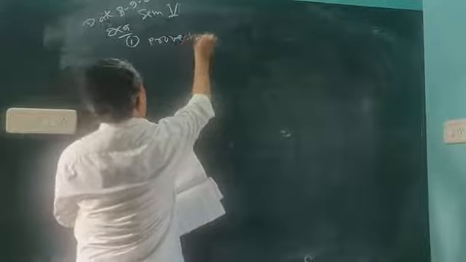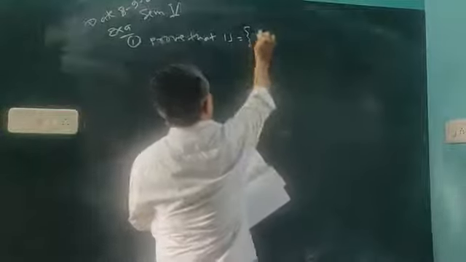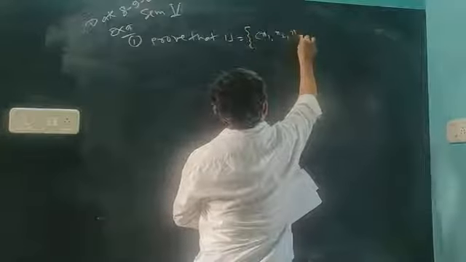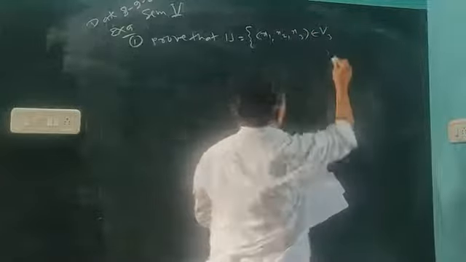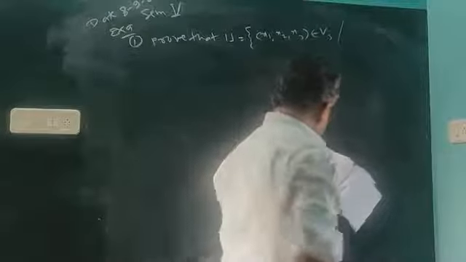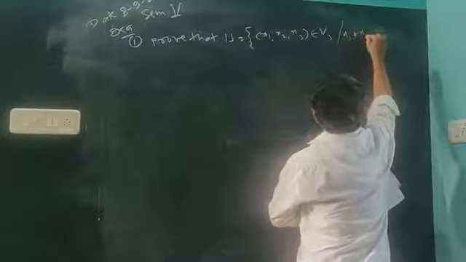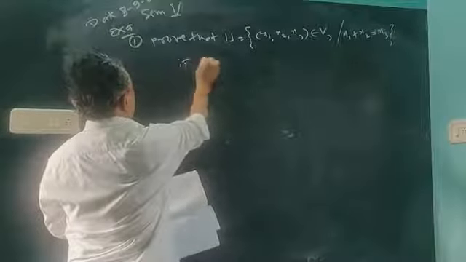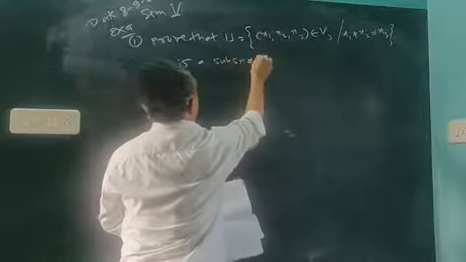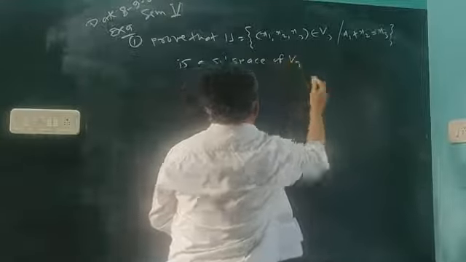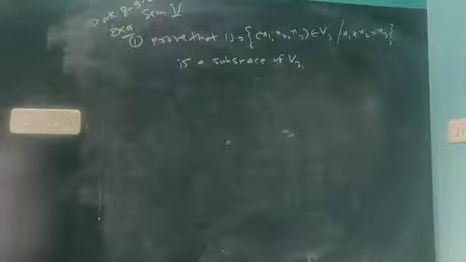So, for example, a remaining subspace problem. Prove that the set U defined by x1, x2, x3, a vector of V3, the three-dimensional space, such that x1 plus x2 is x3, is a subspace of V3. So this is one problem of subspace remaining.